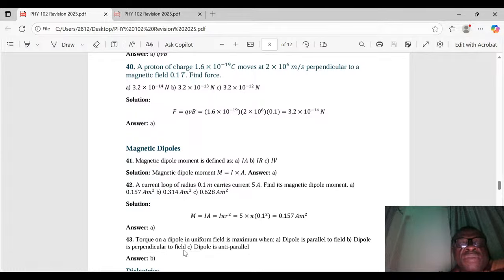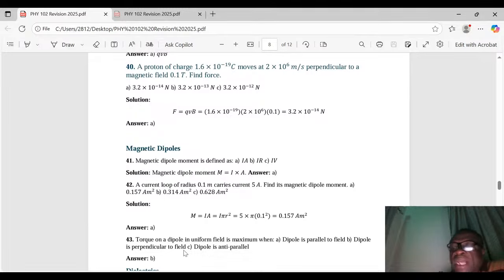Number 40. A proton of charge 1.6 times 10 raised to the power minus 19 Coulomb moves at 2 times 10 raised to the power 6 meters per second perpendicular to the magnetic field of 0.1 Tesla. Find the force. Look at the formula. That is the Lorentz force, F is equal to QVB. Q is given, that is the electronic charge. Then the velocity is given, and then the magnetic field is given. So by the time you multiply that, you have 3.2 times 10 raised to the power minus 4 Newton.